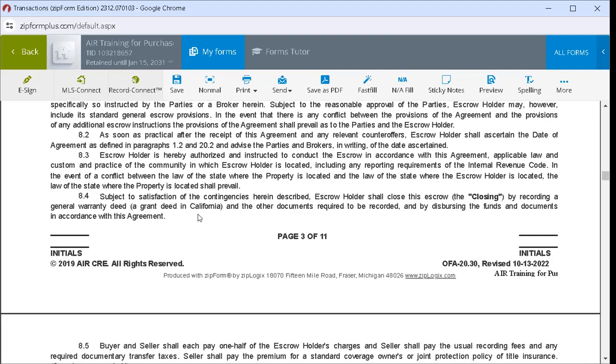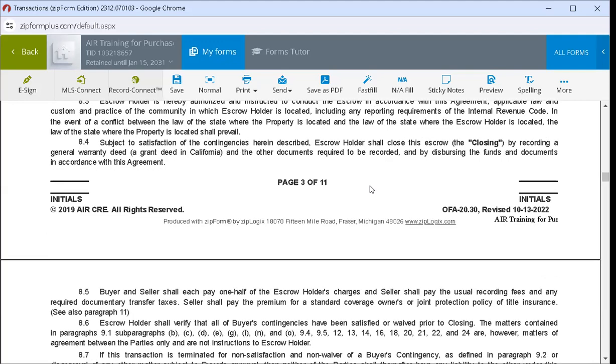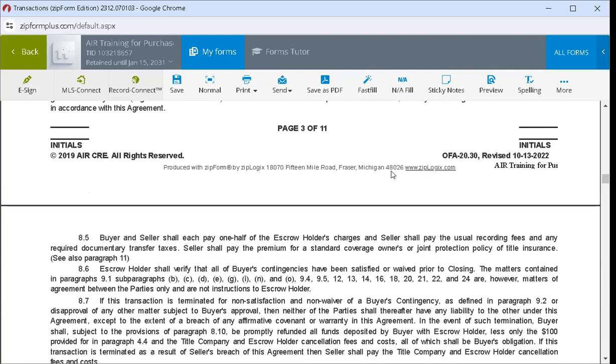Let's see. In the event there's a conflict between the law of the state where the property is located and the law of the state where the escrow holder is located, this shouldn't happen to us much here, but anyway, the law of the state where the property is located will prevail. We're usually using escrow people here, okay? So subject to the satisfaction of the contingencies, escrow holder will close the escrow by recording a grant deed.